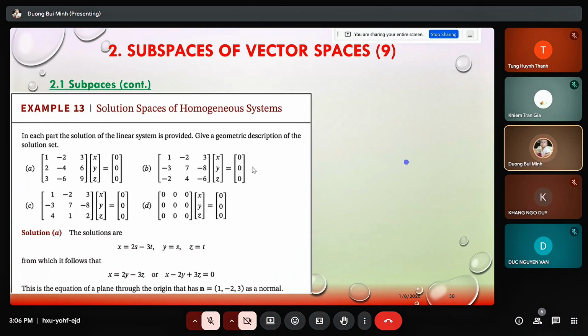Okay, we have some examples of vector space as a space.